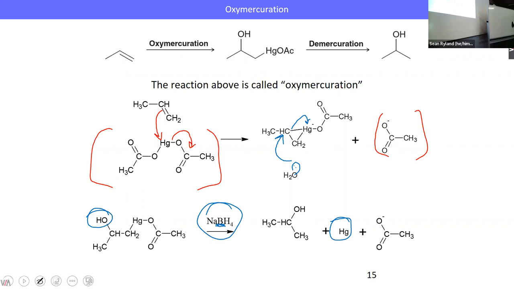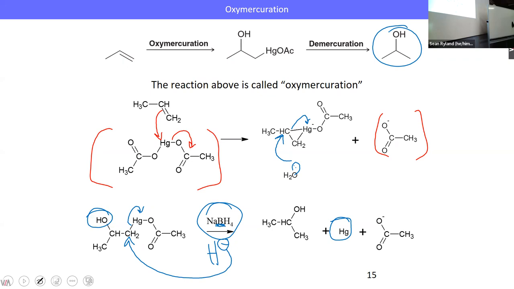So basically, the overall mechanism is a little trickier because you need to have enough boron hydride to reduce the mercury as well. But you wind up with hydrogen with a negative charge basically acting as a nucleophile and booting the mercury off. So by changing the order that this happens, by having hydrogen act as hydride as a nucleophile, we wind up with the same net result as acid catalyzed hydration, but with a very different mechanism, right? Very complex looking mechanism at first.